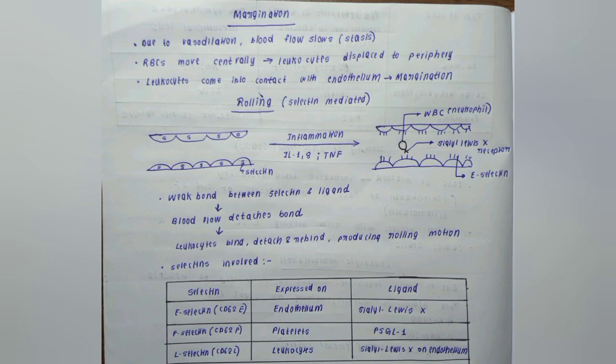So that is the difference. Okay. Now next, leukocyte activation happens. In the flowchart, you may have studied that after rolling, the adhesion comes. But before adhesion, these leukocytes have to be activated.